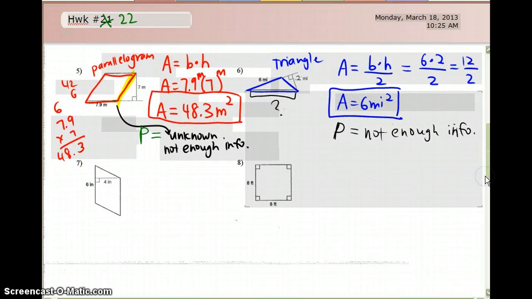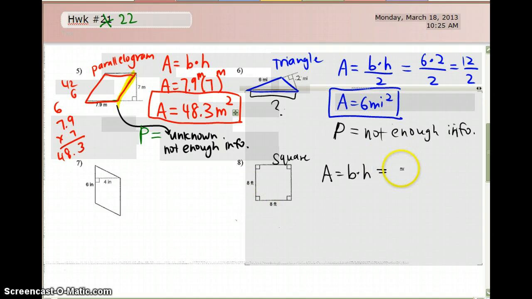Going down to number 8, I have here a nice square. So the area for a square is just the base times the height. So I could simply do those calculations in my head. 8 feet times 8 feet would then give me an area. So I use A for area. I don't want to use any other letters.